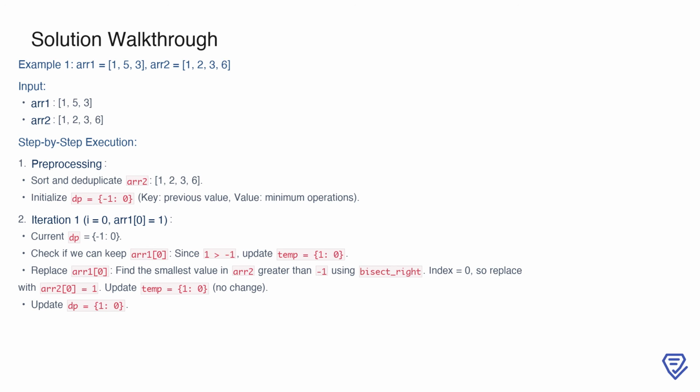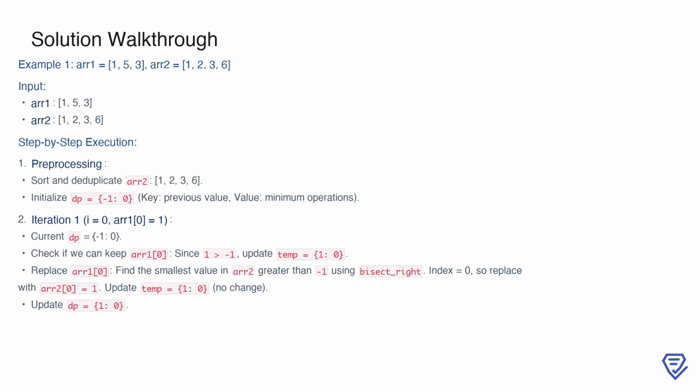Now, in the first iteration, we are looking at ARR1[0], which is 1. The current DP state is {-1: 0}. We check if we can keep this value, and since 1 is greater than -1, we update a temporary map temp to {1: 0}, meaning no operations are needed.